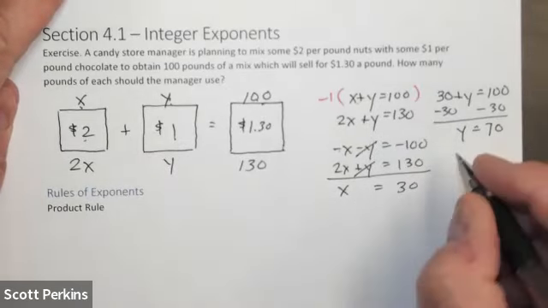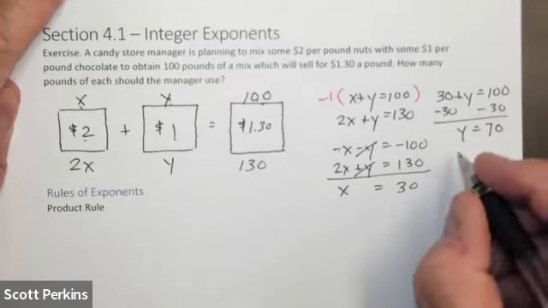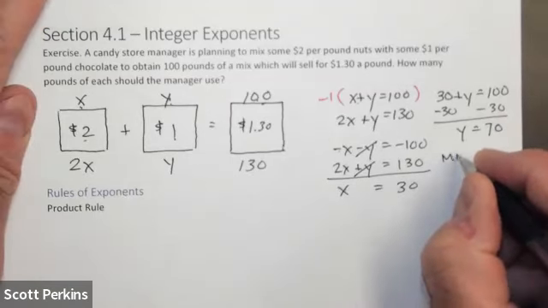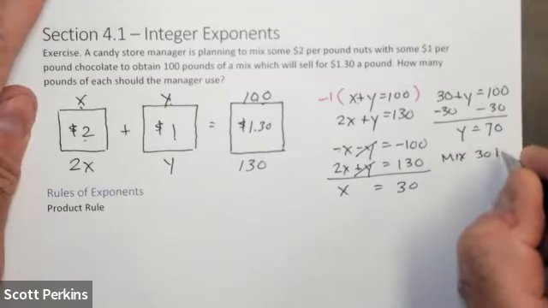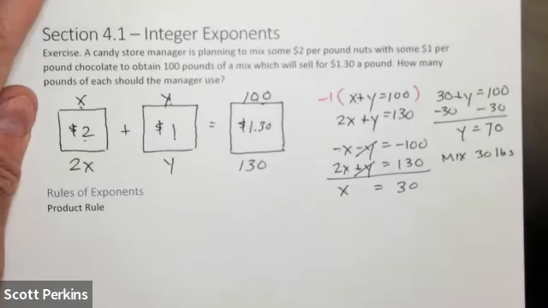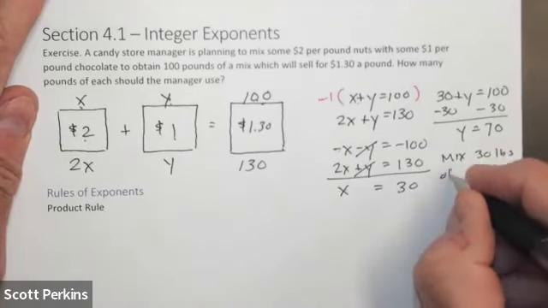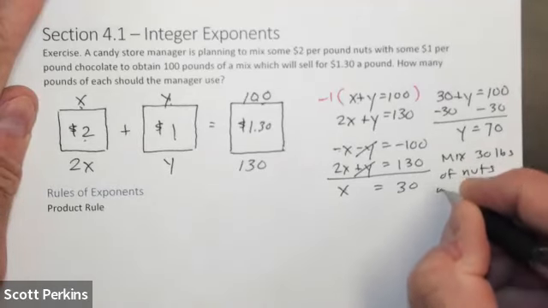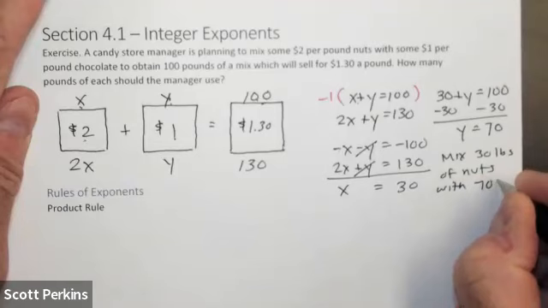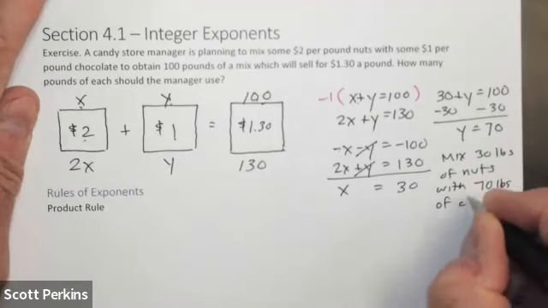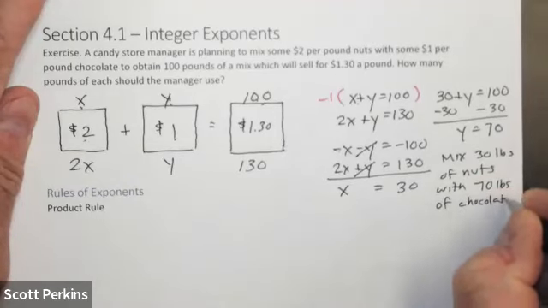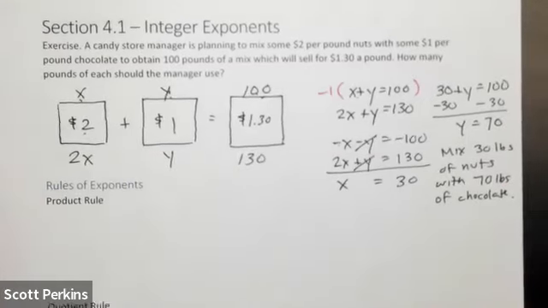Okay, well then this tells me x is 30, so that says we're going to mix 30 pounds. For whatever reason, the abbreviation for pounds is LBS. So we're going to mix 30 pounds of nuts with 70 pounds of chocolate. And that's done.